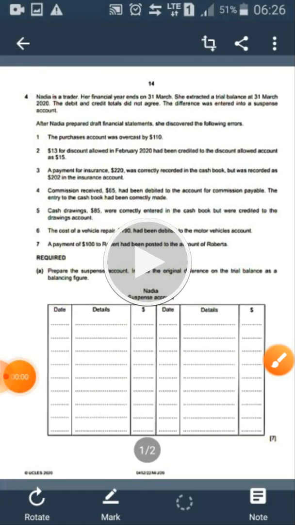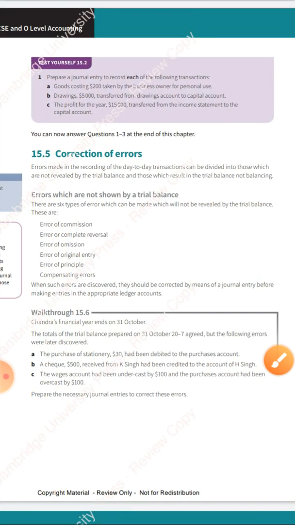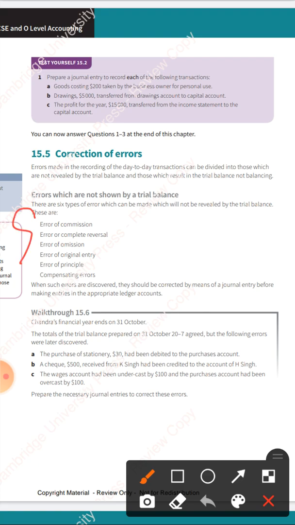Now I went back to your book and found out that there are 6 kinds of errors which can happen. Error of commission, when there is anything related to commission. Error of complete reversal, when you record the opposite entry. Suppose you're supposed to record drawings to cash, debit drawings and credit cash, but instead you record cash to drawings. That is what you call error of complete reversal.